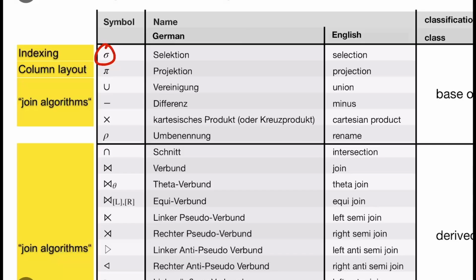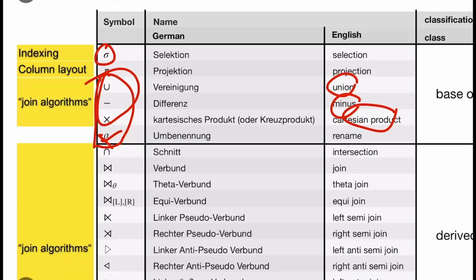And then there are all these other operators. There's union, the minus, Cartesian product, which also then leads to join algorithms. All these operators, I will ignore rename for the moment, don't need it here, but these operators, also marked in yellow here, basically can be implemented using the same algorithms. It's the same algorithms with minor modifications.